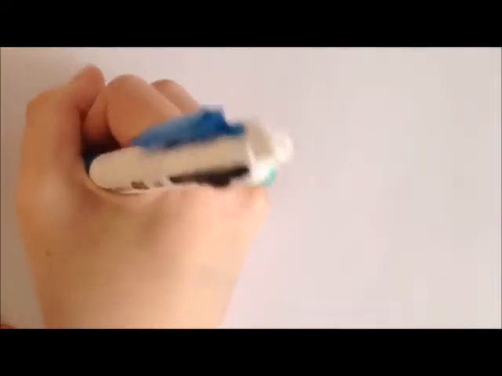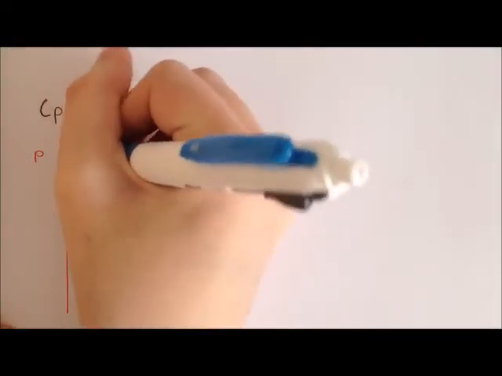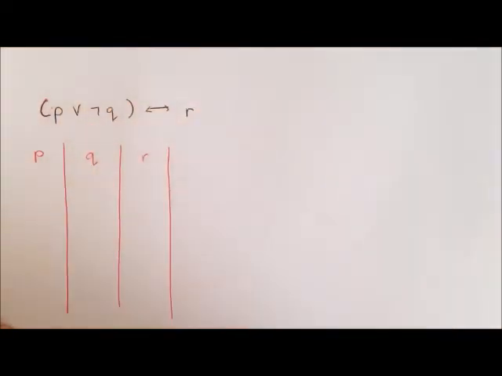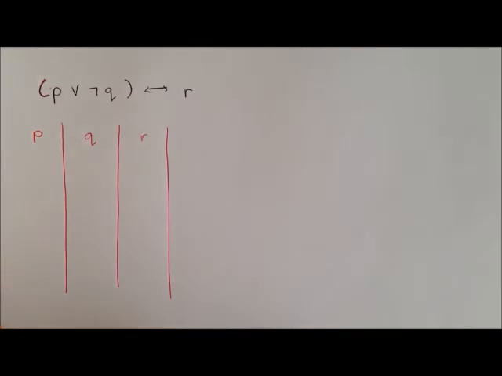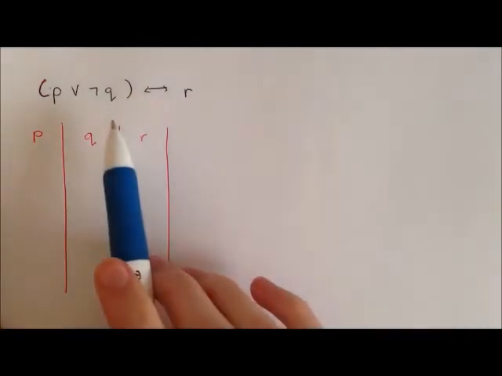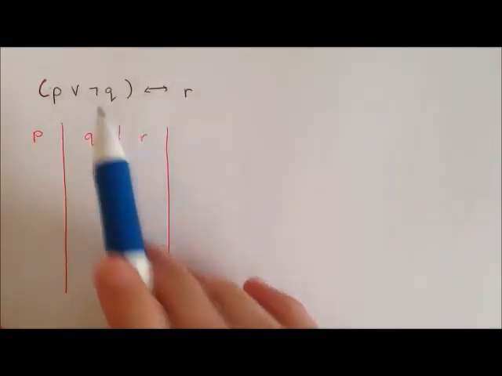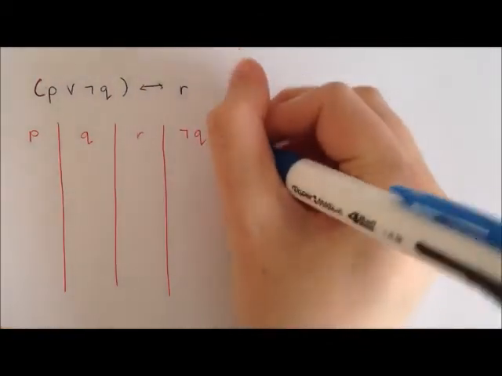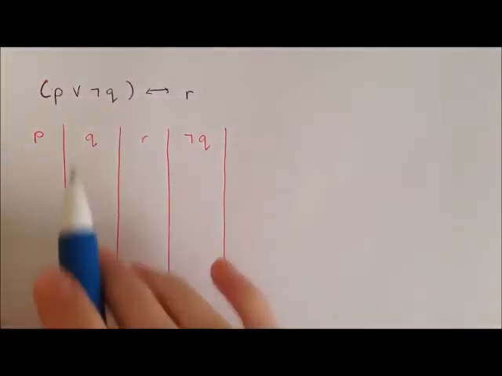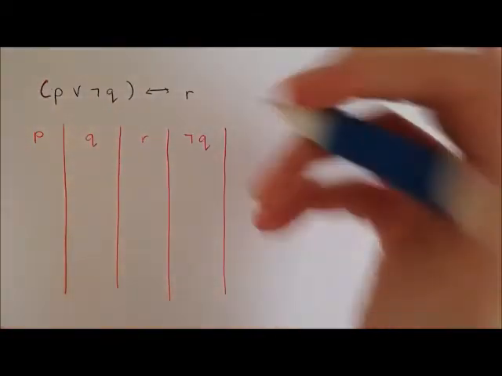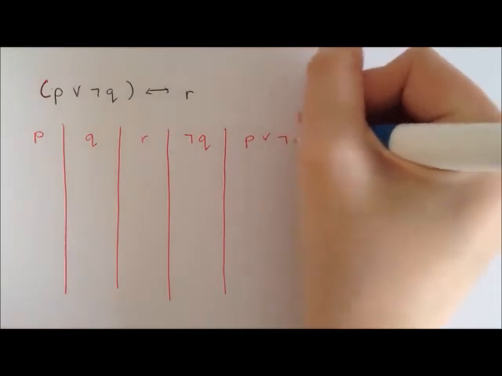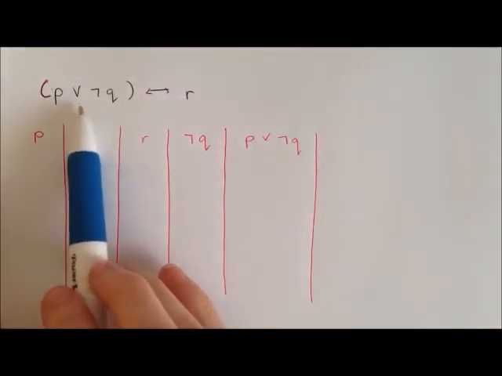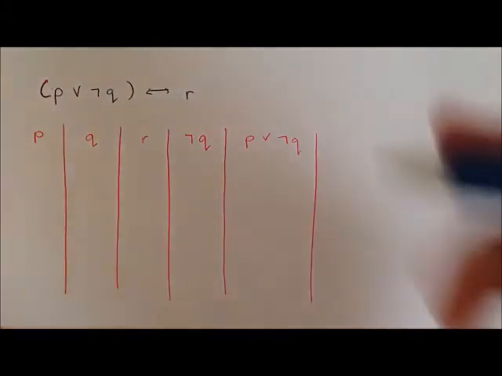So what we want is a P column, a Q column, and an R column. We have a look at what other elements we have in this equation. We've got a not Q, so that's a column that we want. And we've also got a P or not Q, so that's another column. And then we've got a P or not Q if and only if R, so the entire equation.